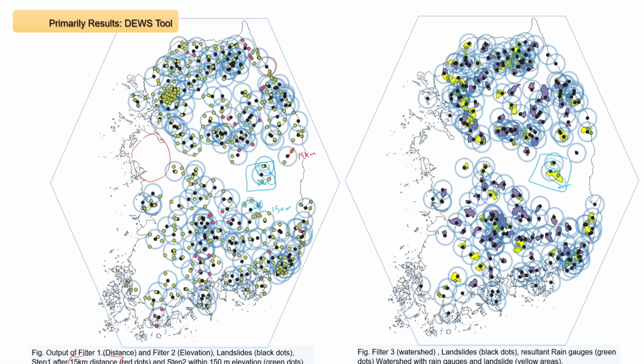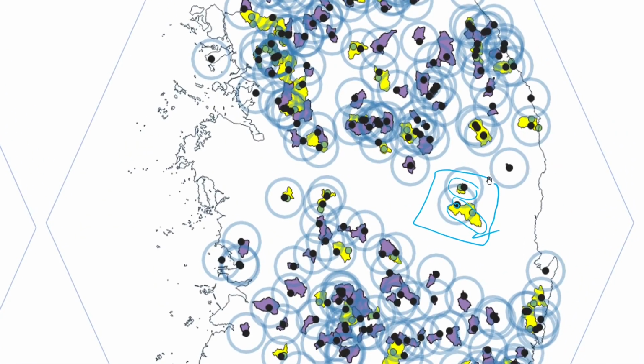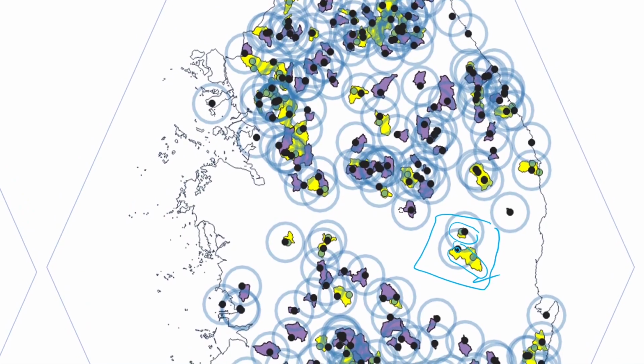we have one landslide, and if we zoom in, see here we have one landslide, one rain gauge, 15 kilometer, 150 meter, and within this yellow part, it's the watershed. What about the purple? The purple one said we couldn't find any rain gauge within the 15 kilometer and 150 and within the watershed. That means the watershed is empty now.